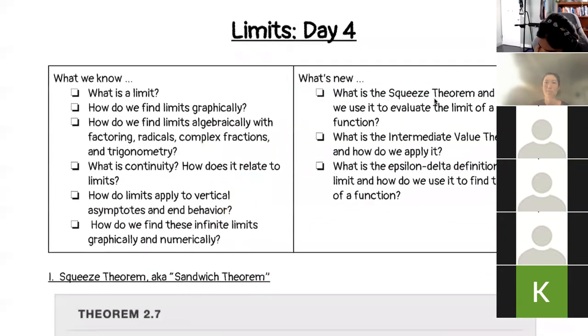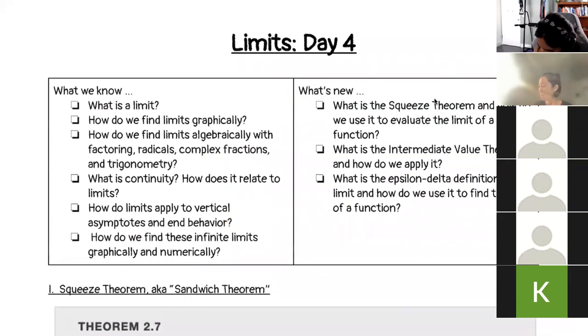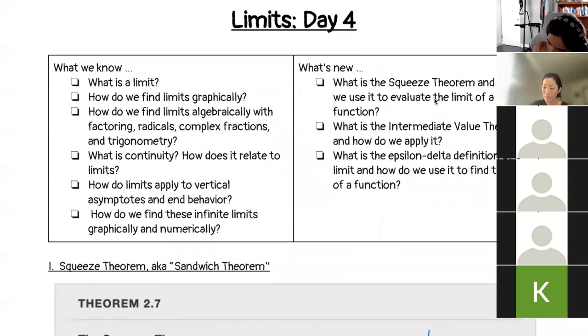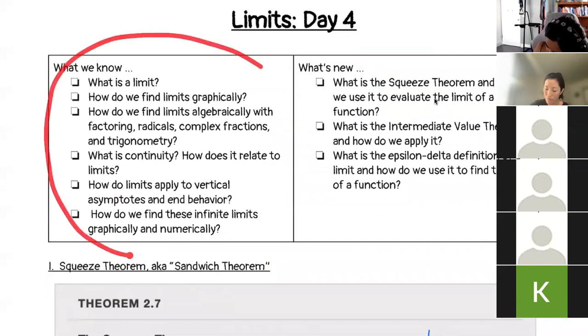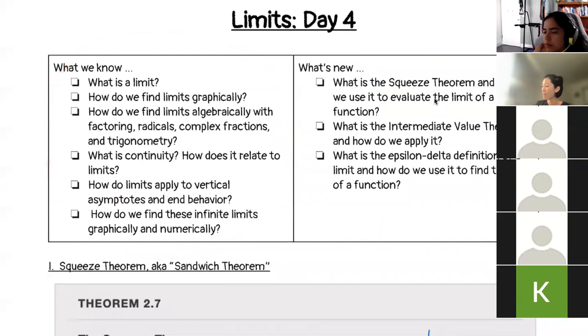All right, so limits day 4. We began this on Thursday of last week, not Friday. And again, we had said how this is sort of a running list of the topics that have come before it. So it's also a great place to think, can I answer those questions as I study for an exam? But in particular, we're going to focus on some theorems today, okay?